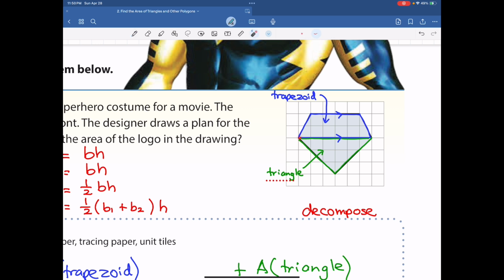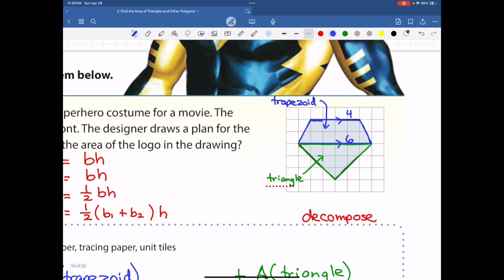So base 1, it is 1, 2, 3, 4, 5, 6 units long. So I'll write down that base 1 is 6 units. Base 2 is 1, 2, 3, 4 units long. We'll write it down. And now we just need a height.